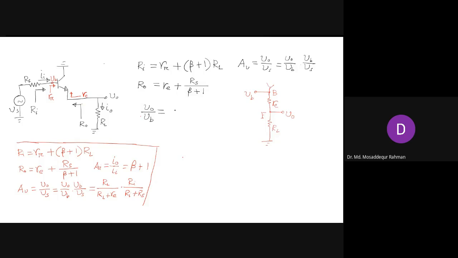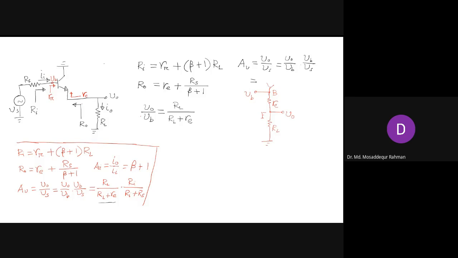Yes. Sir, RL divided by RE plus R. Yeah, so we can write RL divided by the total resistance, RL plus RE. With the same what we have here, you see, the first part. And obviously the second part is just VB by VS, RI divided by RI plus RS. That is the same for all the amplifiers, right? From the input side, I look from the input side.